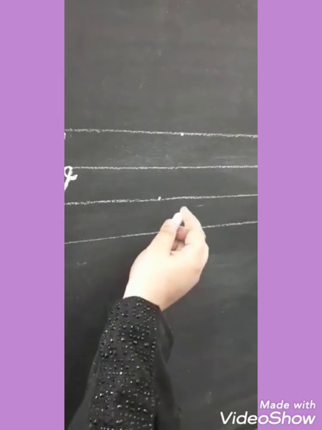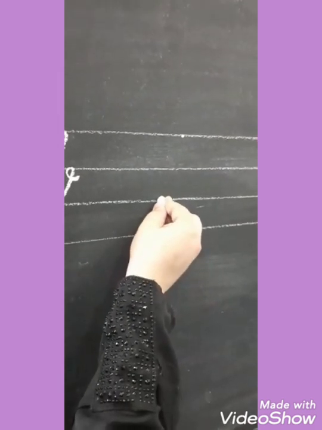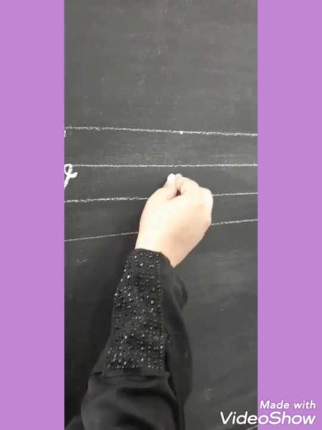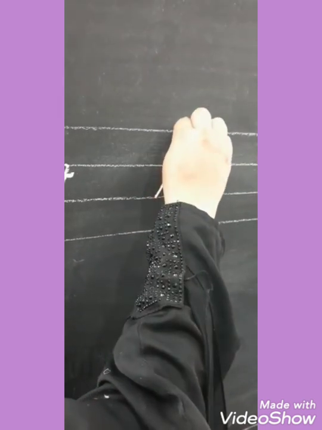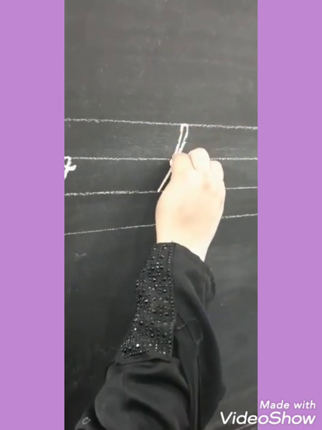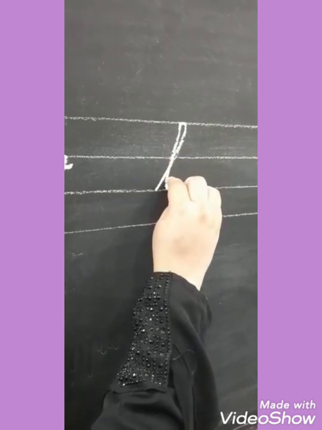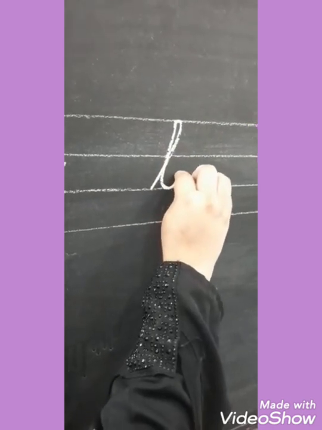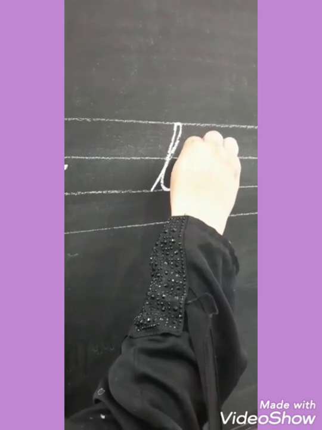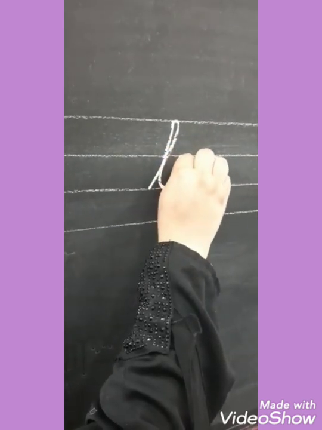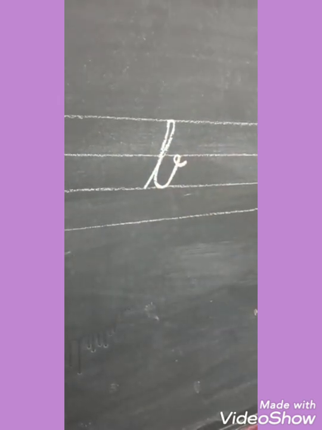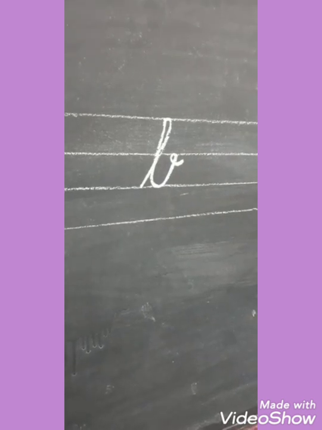Again look at the board for B. Third line से start करना है my dear students. Go up, round your pencil, come down in a minor slant. From here round your pencil, go up, touch the second line, make a hollow and its tail. Small letter B.